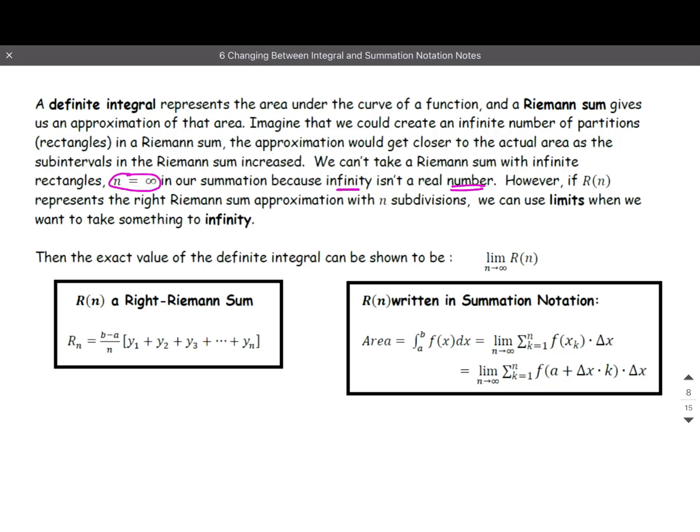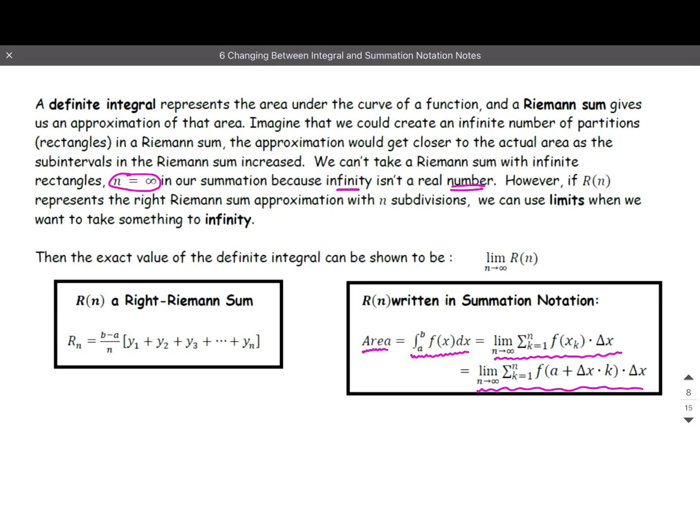However, if we have this right Riemann sum, remember, we've already learned that the area is the integral from a to b of f of x dx. And now we know that's the same as the limit as n heads to infinity of the summation as k goes from 1 to n of x sub k times delta x, or if you prefer this one.